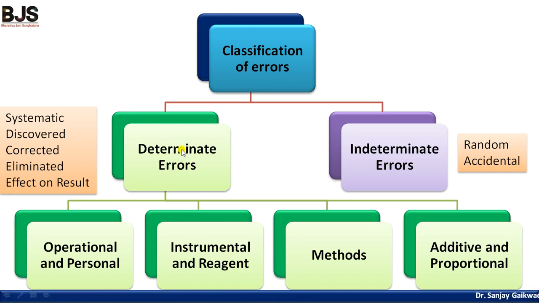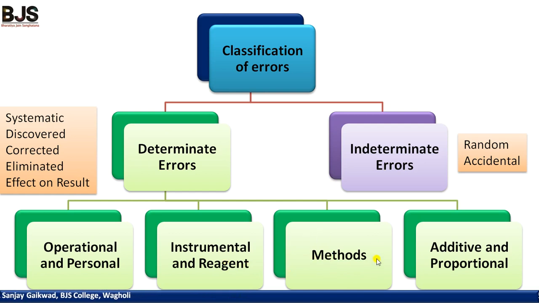Now these errors are further classified as operational and personal error, instrumental and reagent error, method error, and additive and proportional error. Operational and personal error is completely related to the person and their practical skills. Instrumental and reagent error is related to the instrument, for standardization or fluctuation, or to reagents, that means the chemicals are not 100% pure. On the basis of the purity of the chemical, these types of errors are obtained.